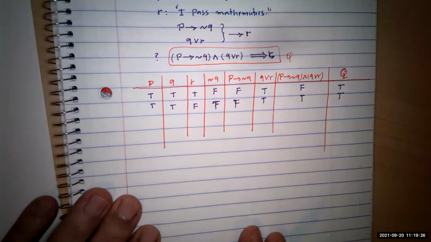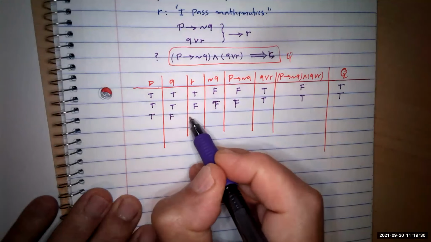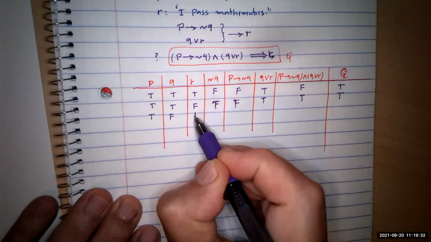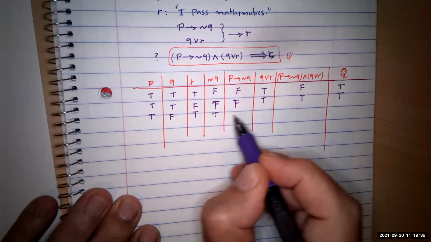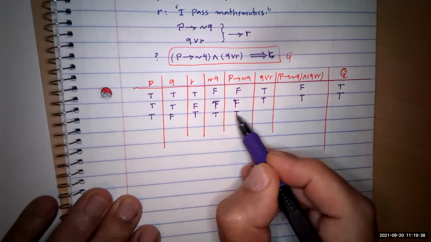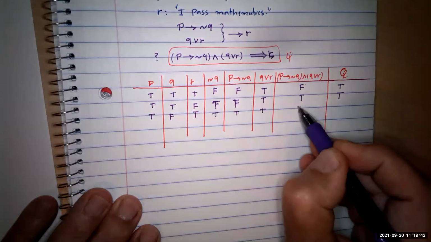Okay, and then you continue. It's going to be a tautology. So true, false, true. True, false, true gives you true. So this is going to be true. And Q or R would be true, and the R is also true. So this is going to be true.